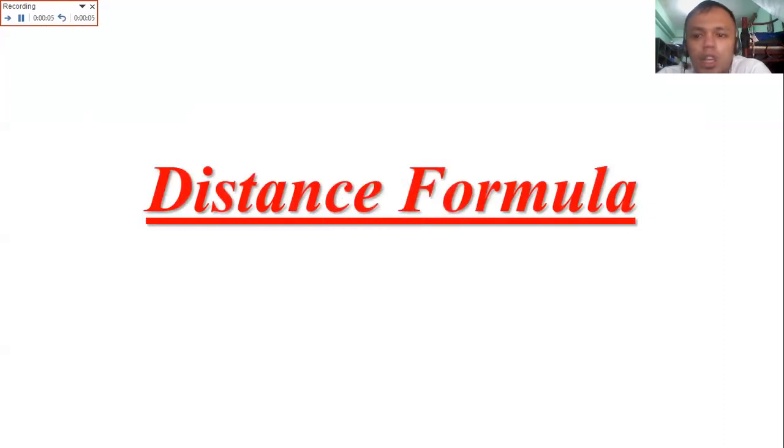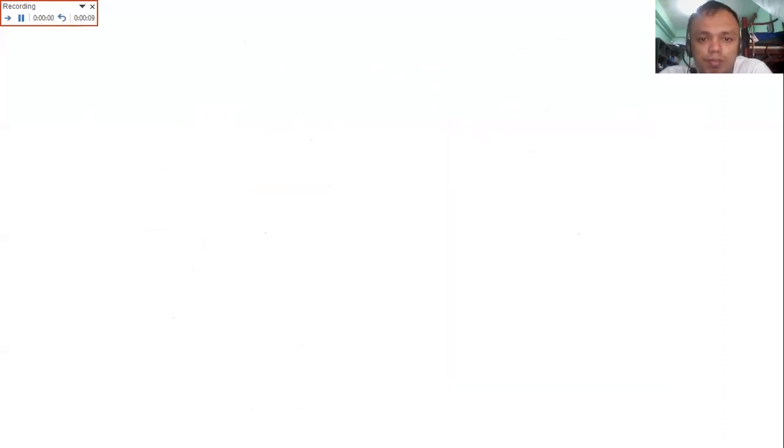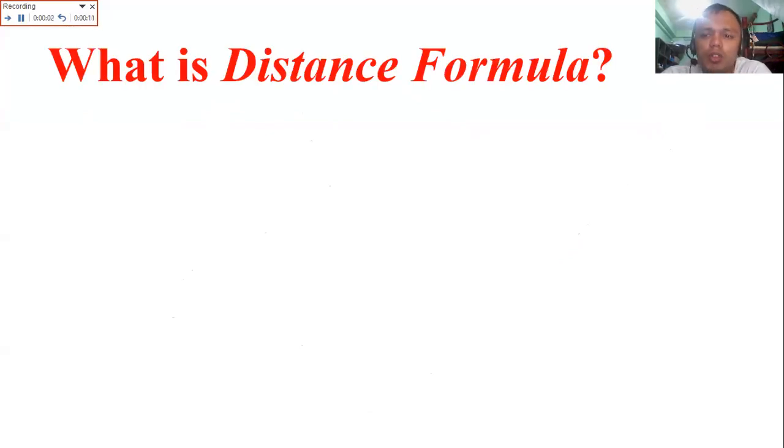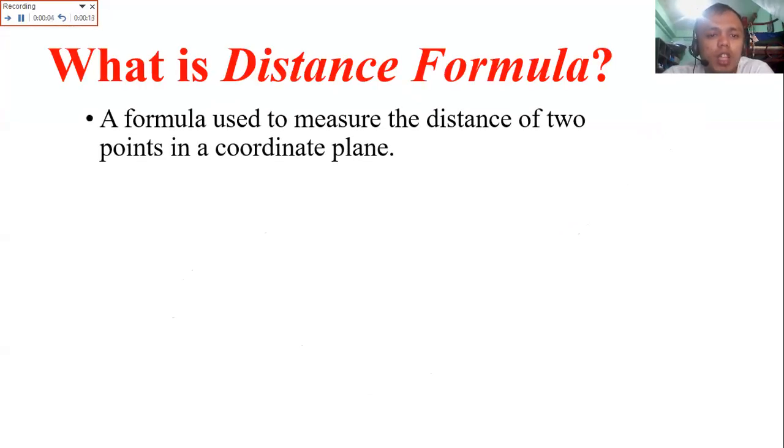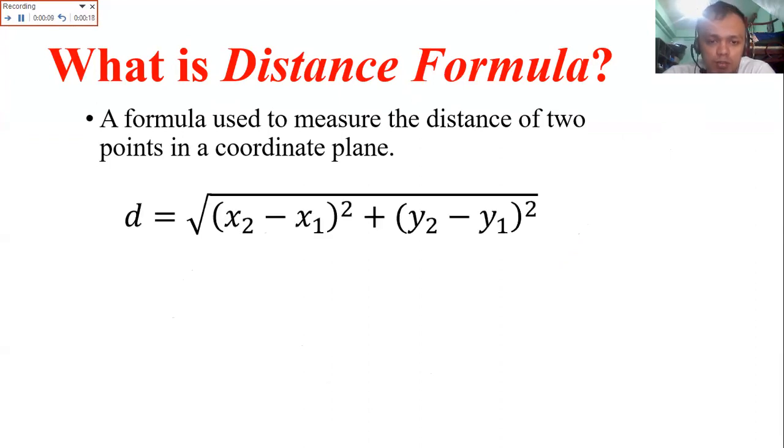So this time, we are going to discuss the distance formula. What is the distance formula? It is a formula used to measure the distance of 2 points in a coordinate plane. For example, this is our formula for the distance of two points in a coordinate plane. We have d equals the square root of x sub 2 minus x sub 1 squared plus y sub 2 minus y sub 1 squared.